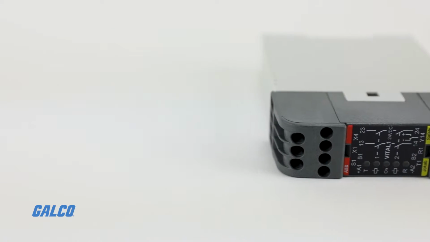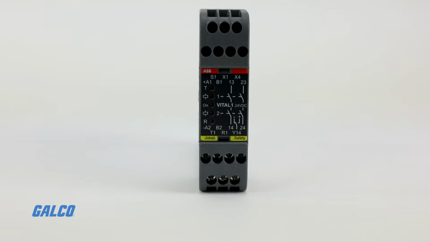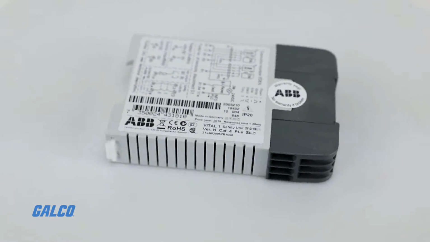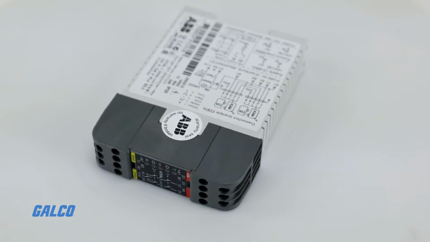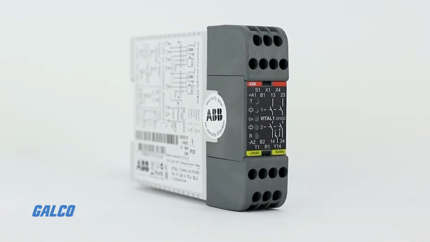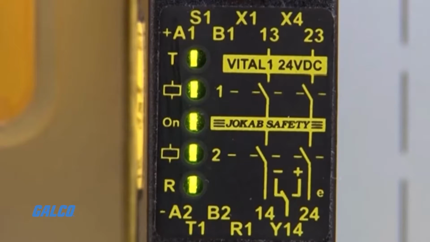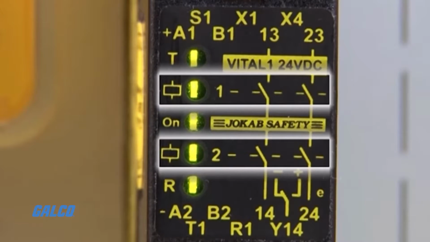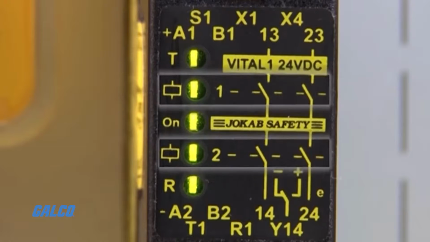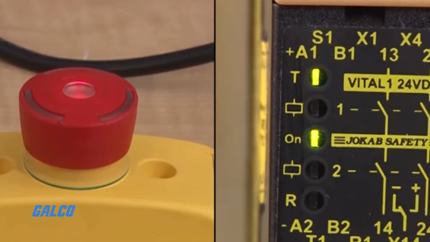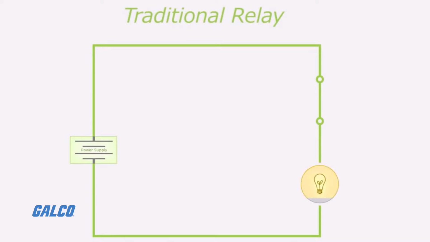Jokab Safety's Vital 1 is a safety module designed to generate and monitor dynamic safety signals, making it possible to quickly achieve a redundant safety system. The Vital 1 generates a single safety signal that is transmitted to the first safety sensor in a dynamic circuit. If the signal passes through the sensor without being interrupted, it is inverted and passed on to the next sensor. The signal continues through the chain and returns to the safety module.